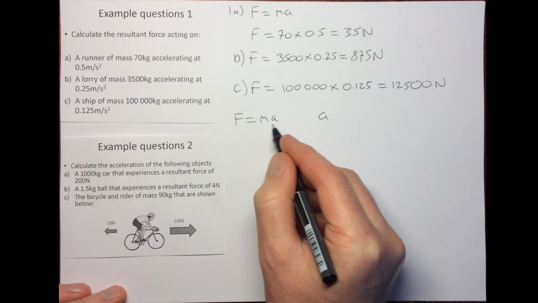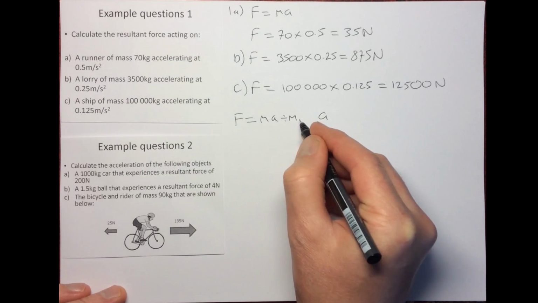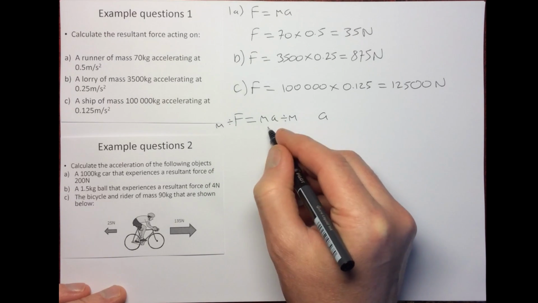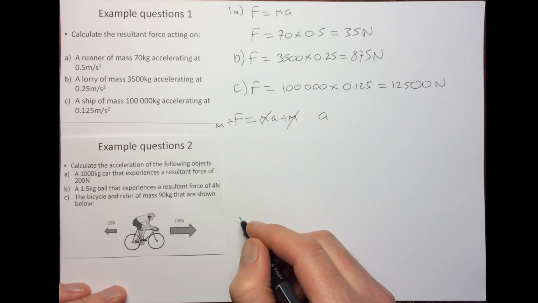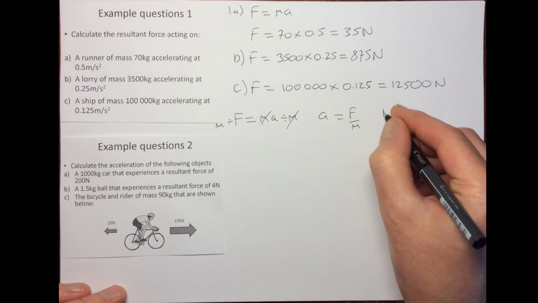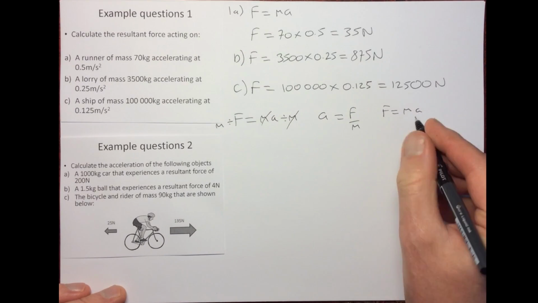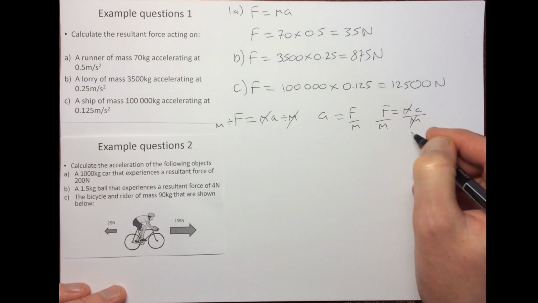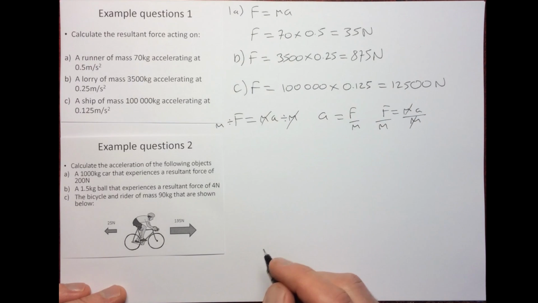If I want to work out A, I've got to get rid of m from this side. So I need to divide that side by m, and I need to divide this side by m. Okay, so if I divide this side by m, those are going to cancel out. I'm going to get A equals F over m. Maybe a better way of showing that is this. F equals ma. Divide that side by m, divide that side by m. The m's will cancel out, and I get F over m is equal to A.